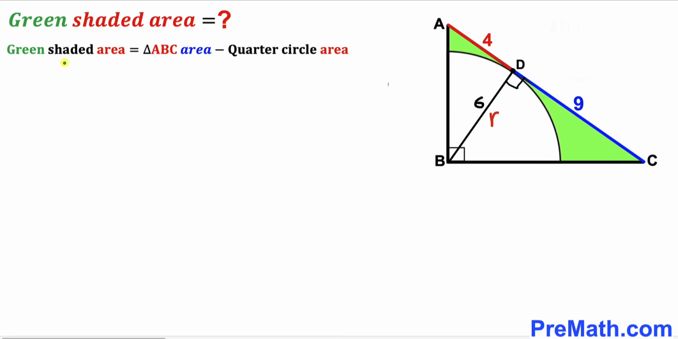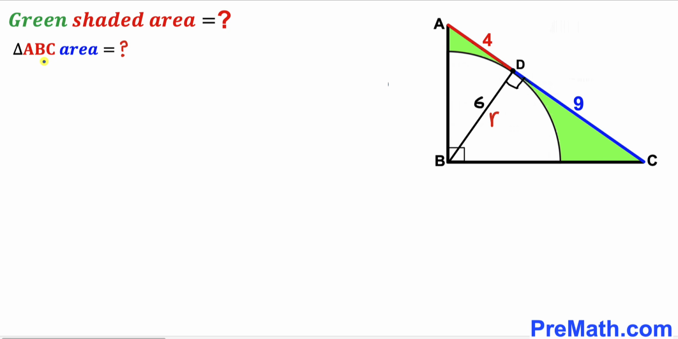Now let's make an observation. We can see that this green shaded region area equals the triangle ABC area minus the area of the quarter circle. So now our task is to calculate the area of the triangle ABC and the area of the quarter circle in order to calculate the area of this green shaded region. And here's our next step.